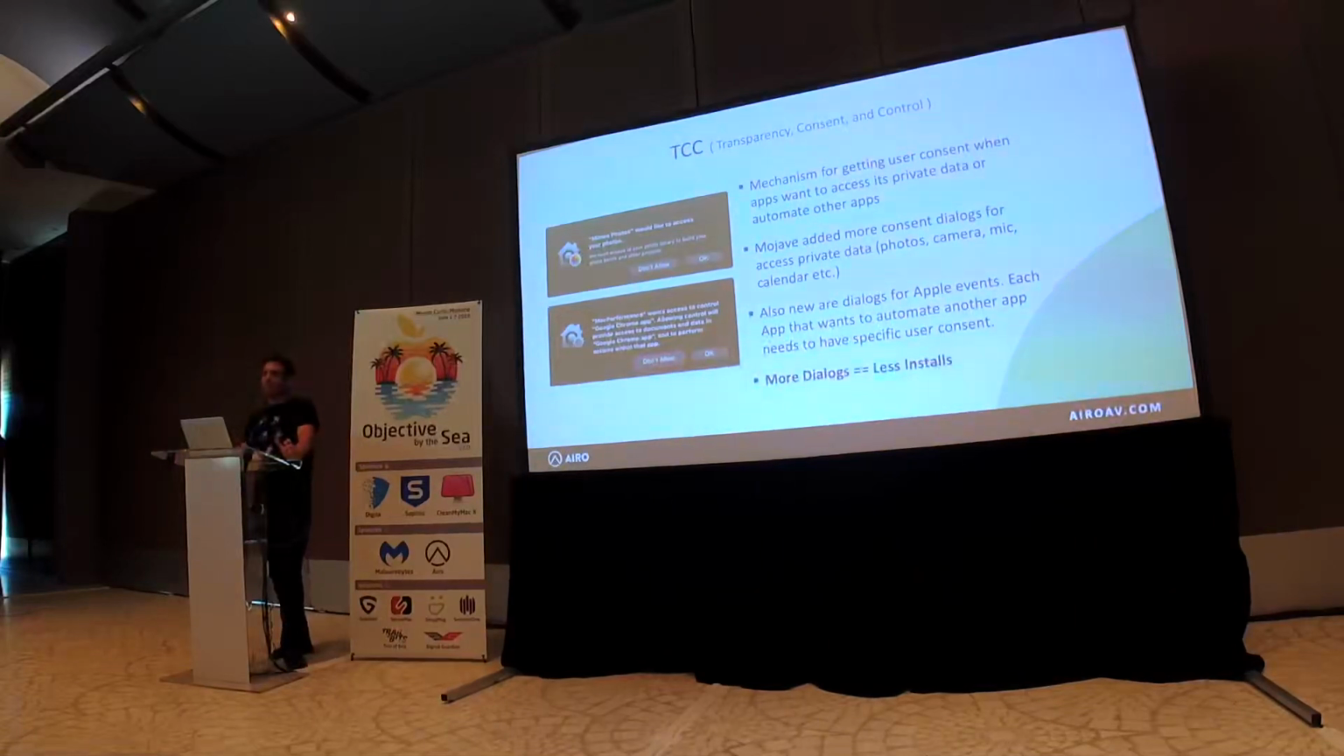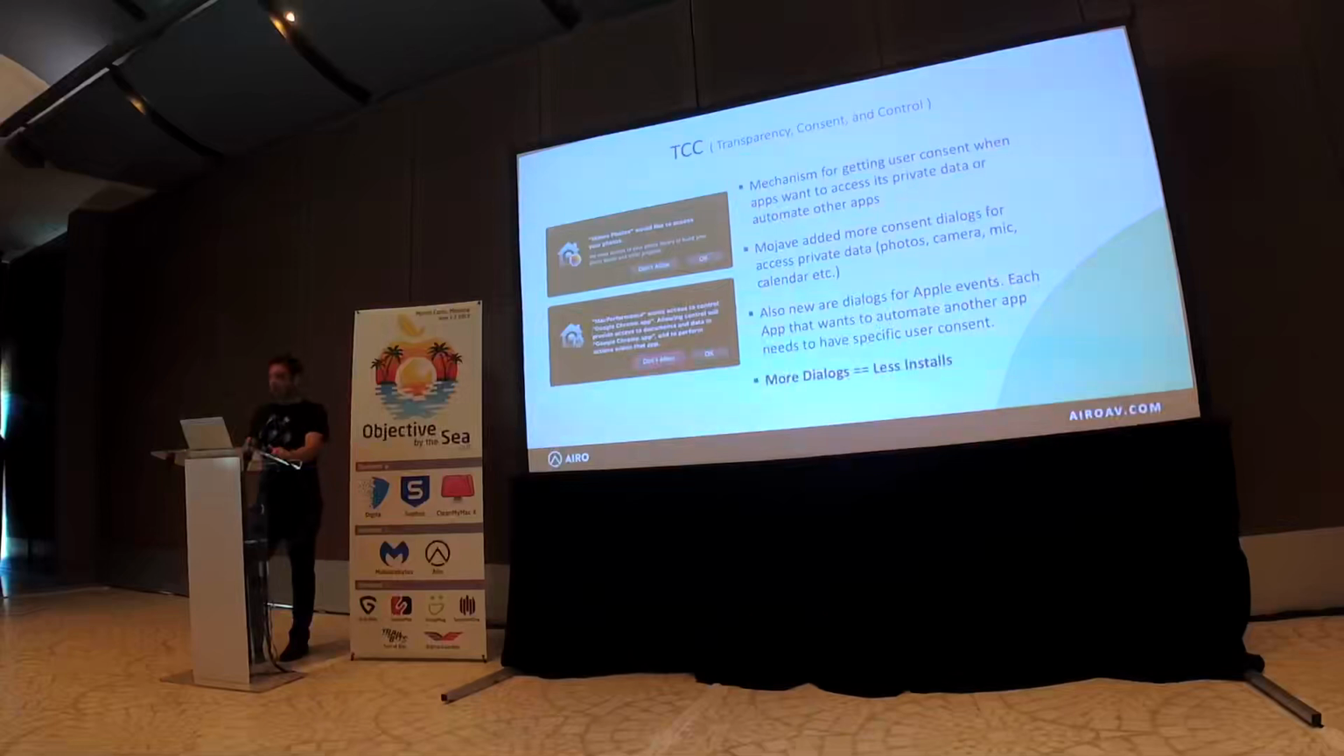Now you have one for every single part of the OS. If an application wants to access the camera, or the microphone, and there is a long list of other places that applications want to access, they need to get a dialogue, and the user has to press OK. Another big change in macOS Mojave was the whole handling of Apple events, which allows you to automate one application to automate another application.